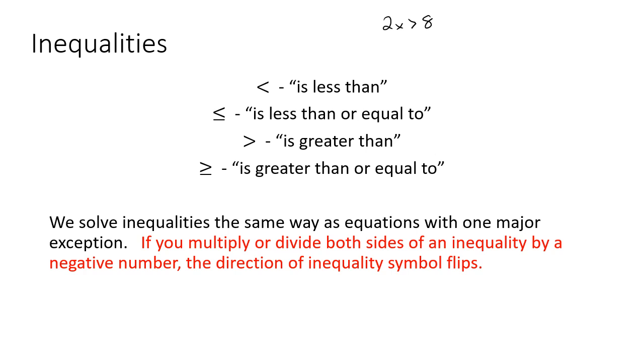And there are four inequality symbols in total. We've got what are called the strict inequality symbols, which is less than and greater than. And the best way to remember it probably is that the inequality always opens towards the side that is bigger. All right. And then you've also got the or equal to symbols. So you've got less than or equal to and greater than or equal to.